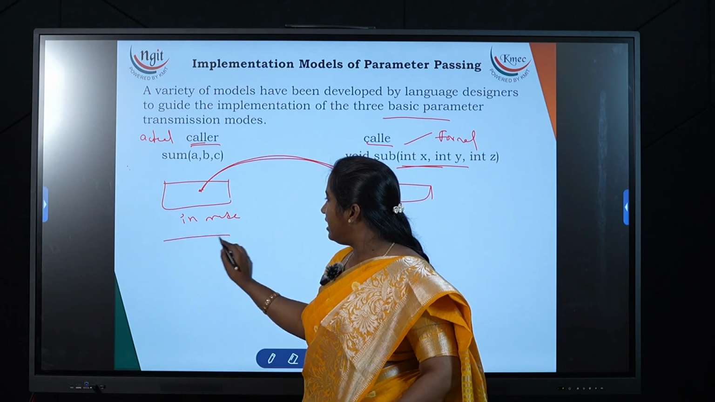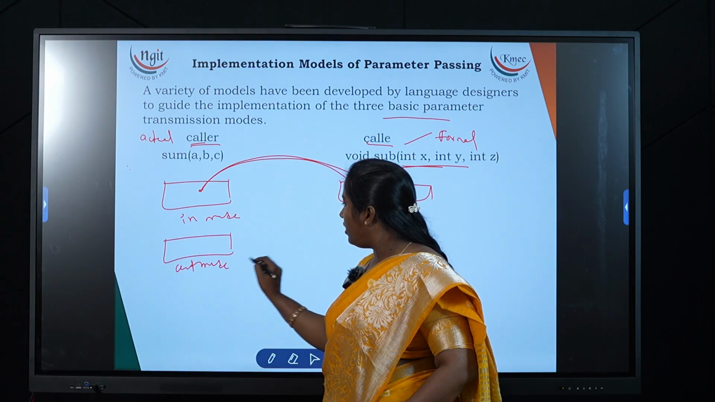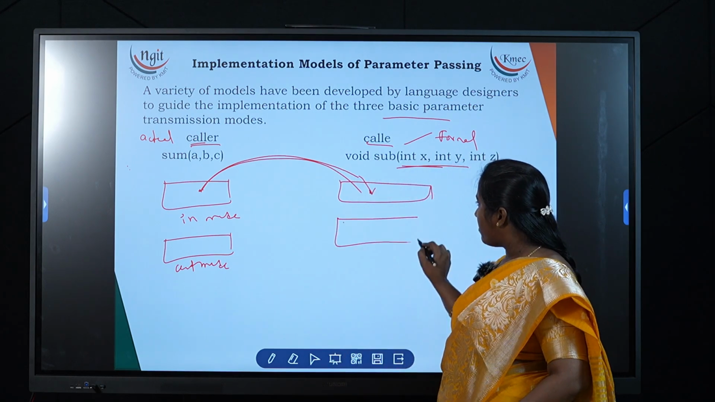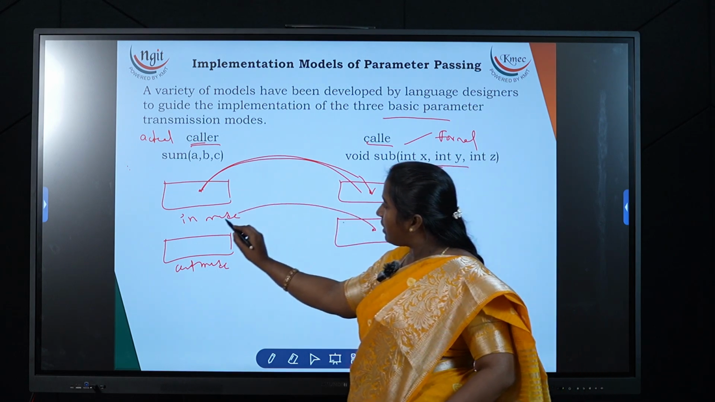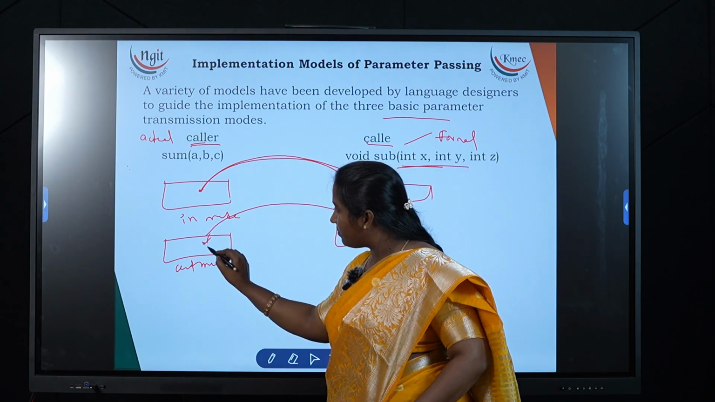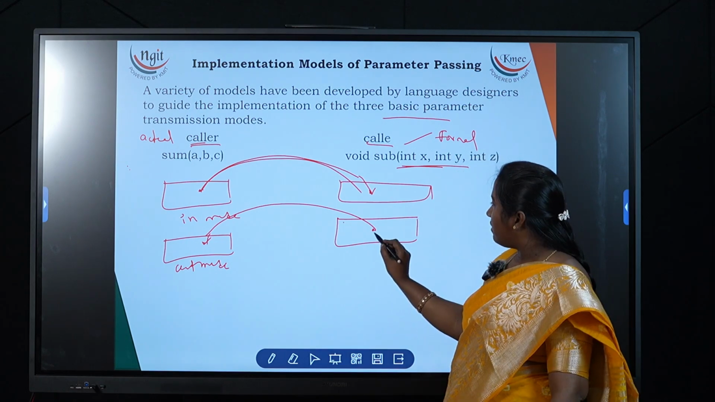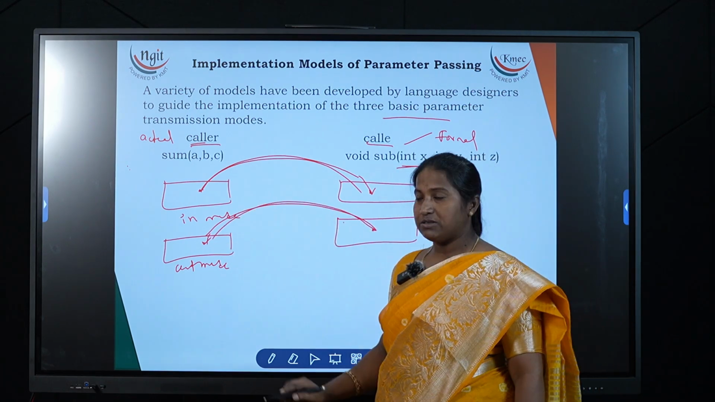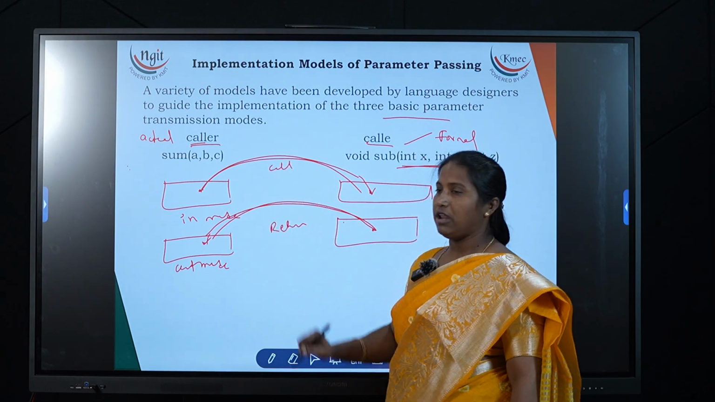Now you probably guess what the out mode flow is. Out mode is, after you run this subprogram, whatsoever values you got, you can supply to the actual parameter. So now look at the flow line, how we are moving. So now the values can be passed. That's what we say is return, and that's what we say is call.